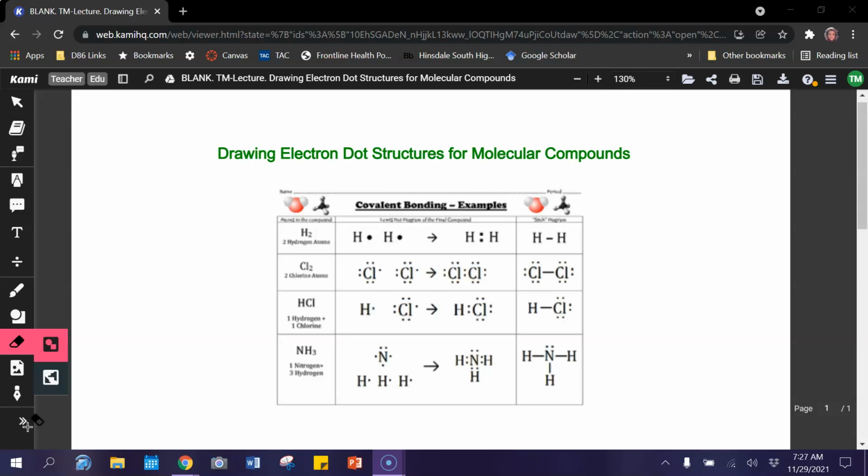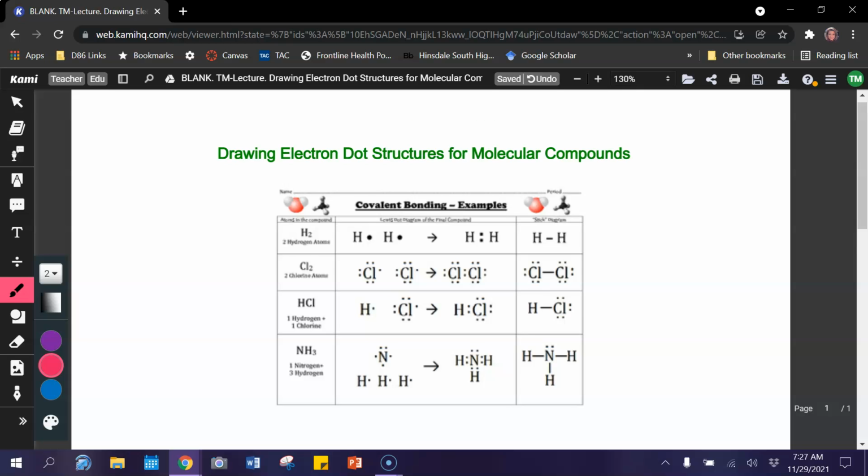You always start with the electron dot structures for the individual atoms, and then you're going to show that they're sharing electrons with each other by erasing dots and by drawing a dash. And that is what you see here in between my two hydrogen atoms, in between my two chlorine atoms, between my hydrogen and my chlorine. And then look at, we have 3 dashes in between the nitrogen and each hydrogen in the ammonia molecule. So how do we get there?